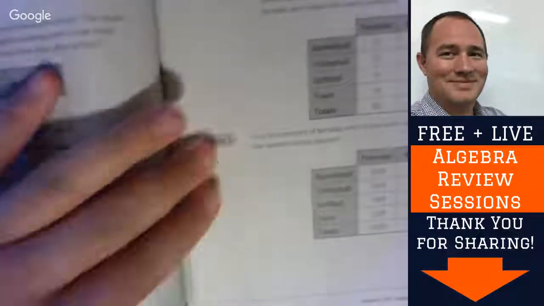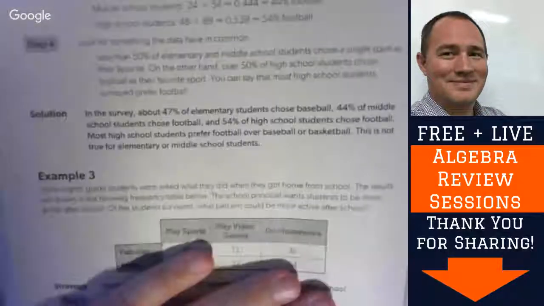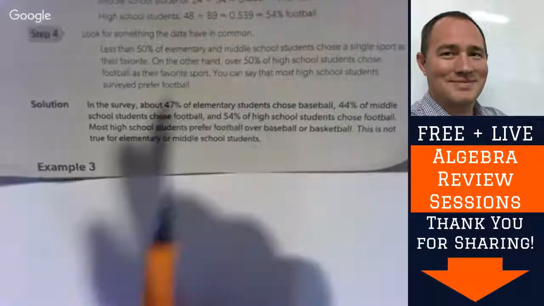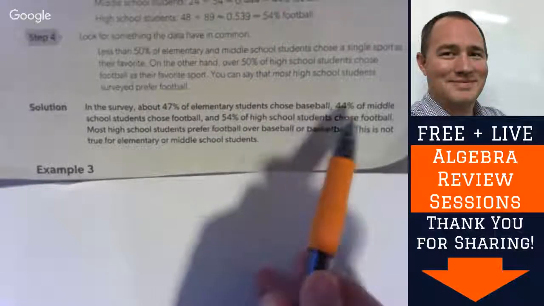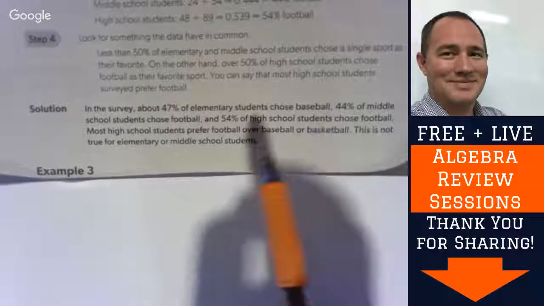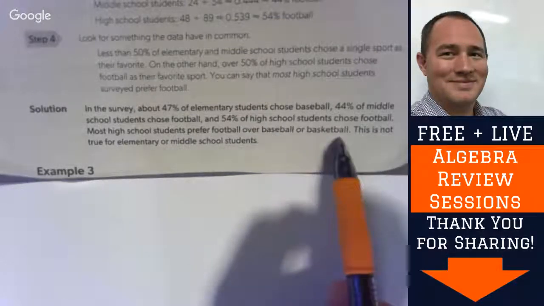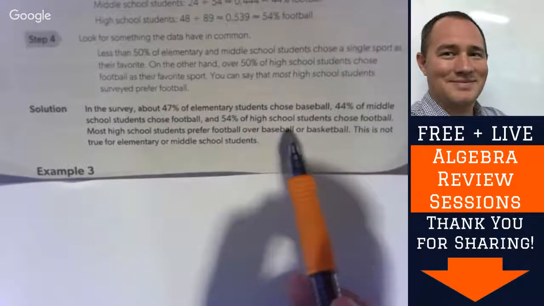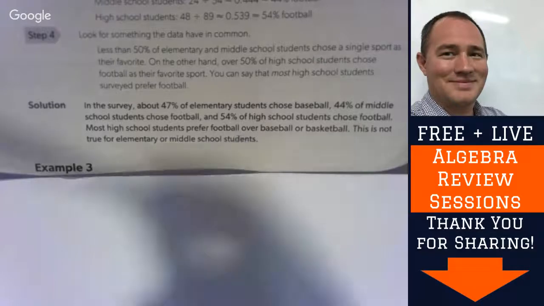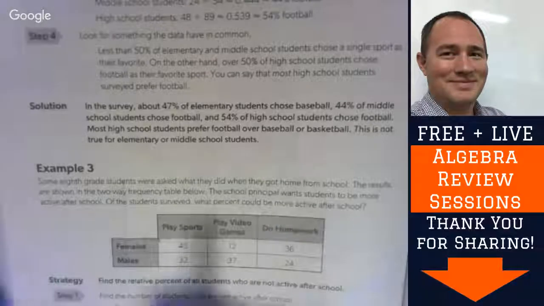Those are different analyses that you could come up with. Let's see what the book came up with for analysis of their survey. They found that 47% of elementary chose baseball, 44% of middle school chose football, and 54% of high school students chose football. Most high school students prefer football over baseball or basketball, most being more than 50%. This is not true for elementary and middle school. There's no preference over 50%. You could not say most students. That would not be an accurate statement to say.